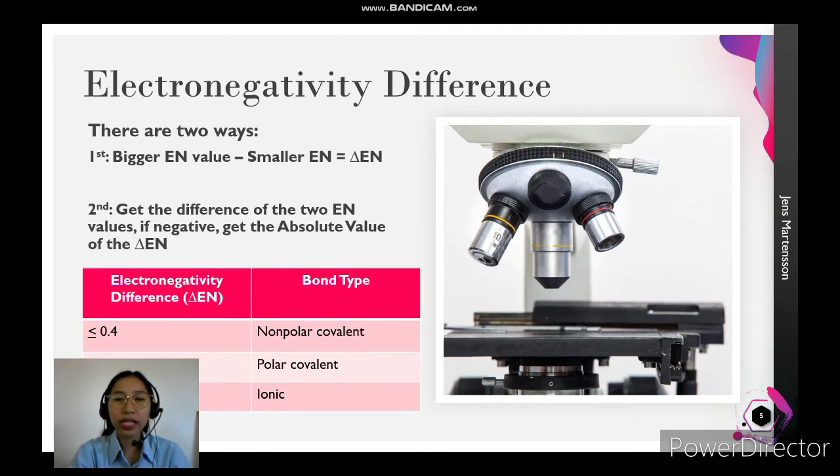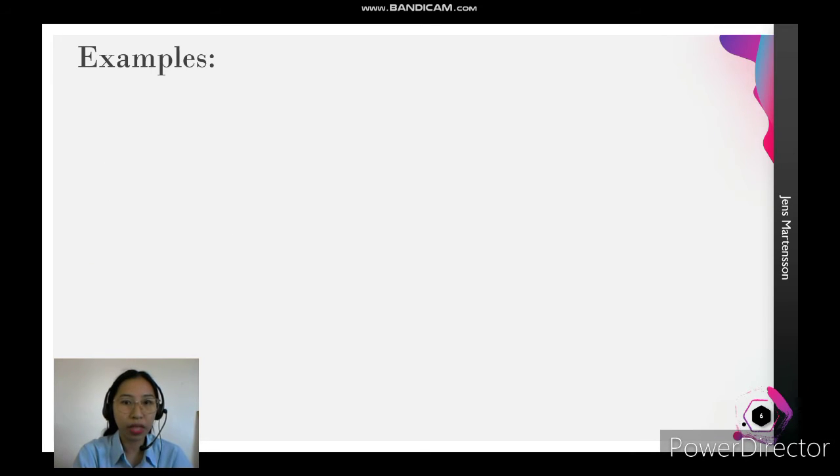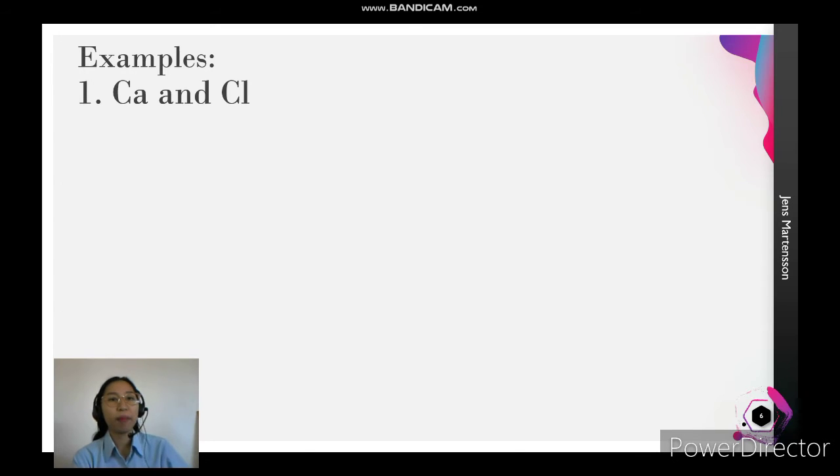Okay? So let's take for example kani nga problem. I think examples na ta. So as what you can see here in your modules, gisunod lang nako ang inyong modules, pati ang mga examples. For number 1 nga example, I forgot what page, basta just follow and use your modules. For example, in example number 1, we have calcium and chlorine.